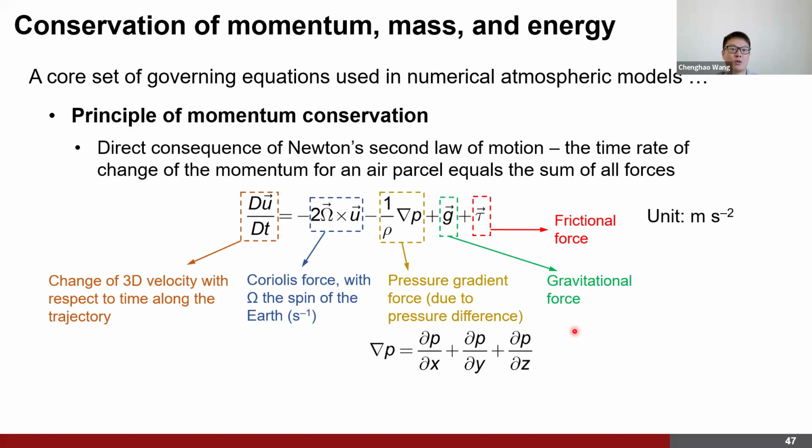So the first equation is the momentum conservation equation. It is a result of Newton's second law. Basically, it describes that the total derivative of the wind velocity in each direction is equal to the sum of all forces. We have the Coriolis force, the pressure gradient force due to the pressure difference, the gravitational force, and also frictional force. We have drag force and form force, form drag and skin drag. And so this is the principle of momentum conservation.